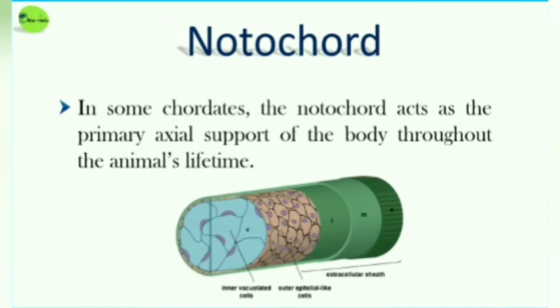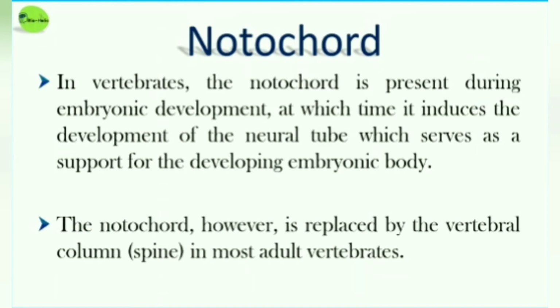And in some chordates, the notochord acts as the primary axial support of the body throughout the animal's lifetime. In vertebrates, the notochord is present during embryonic development, at which time it induces the development of the neural tube, which serves as a support for the developing embryonic body. And this notochord is replaced by the vertebral column, also known as the spine, in most adult vertebrates, just like us.